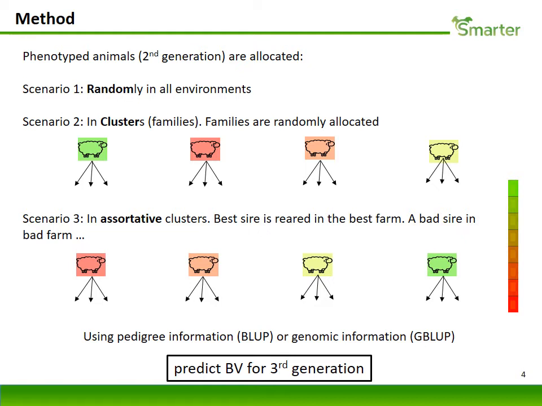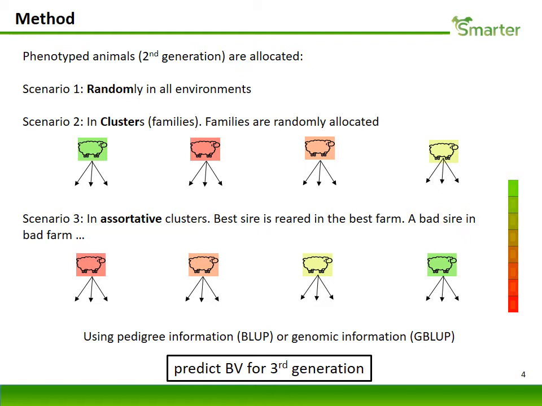In the second scenario, the individuals are clustered into families. Basically, the offspring of a sire live together in a small range of environment. In the third scenario, which is a special case of the second scenario, the offspring of a sire live together, but a good sire is reared in a good farm and a bad sire is reared in a bad farm. Hence, we use the term assortative, and it should not be confused with assortative mating. We call this scenario assortative because of the reason I just said. A good sire lives in a good farm, and so on.